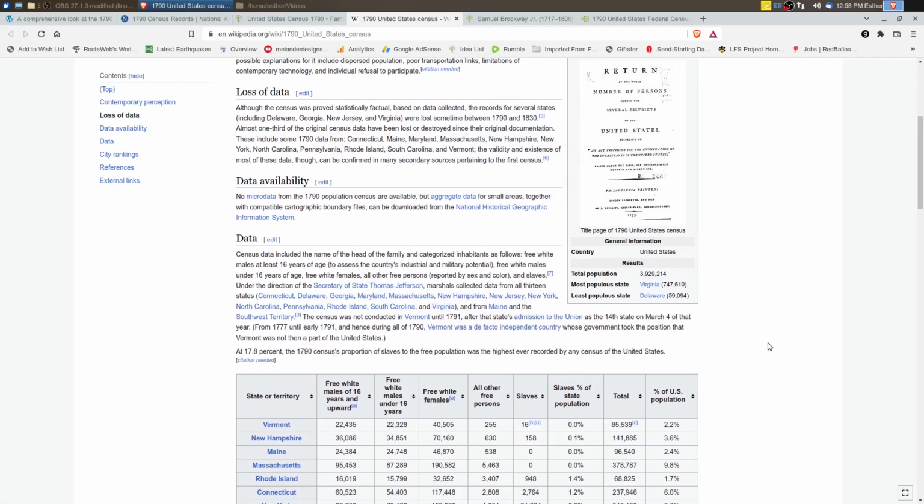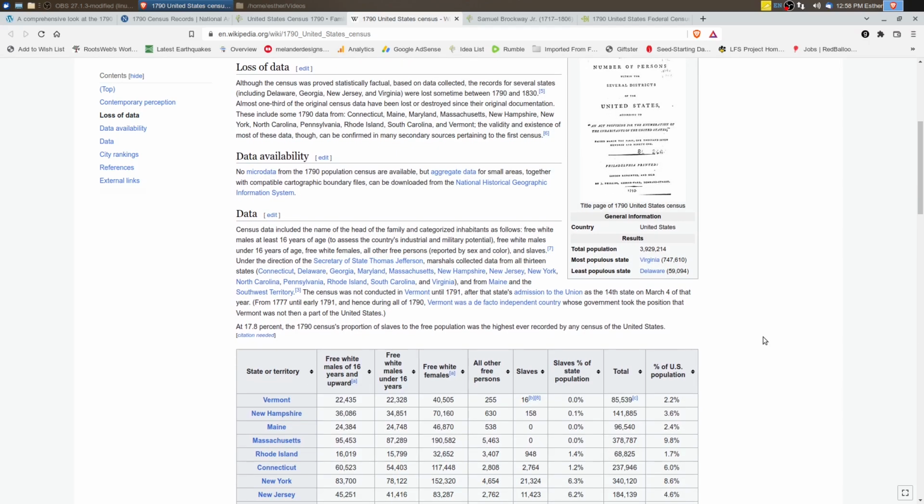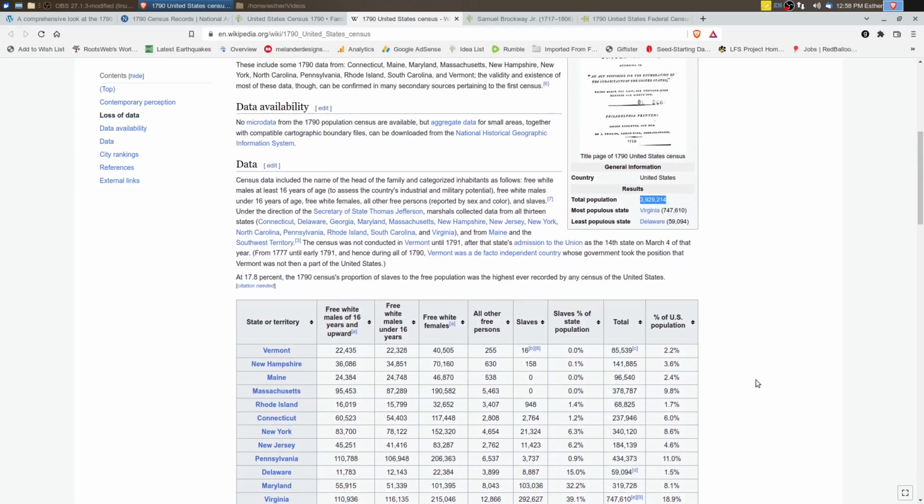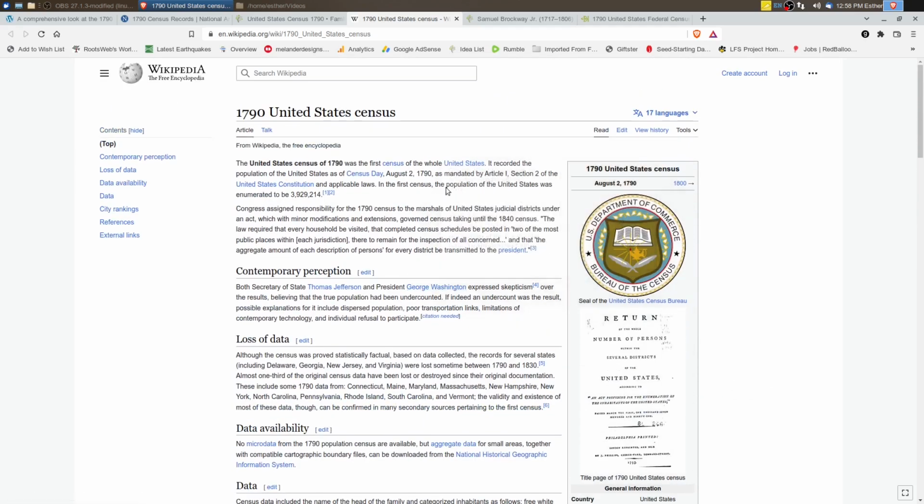The Wikipedia article includes a chart of all the states. It does give a total number of 3.9 million people for the entire country. The most populous state was Virginia, and the least populous was Delaware. And then there's a state breakdown of the records that have survived that we know the numbers for. So that's an interesting article, and I have that linked in my blog article.